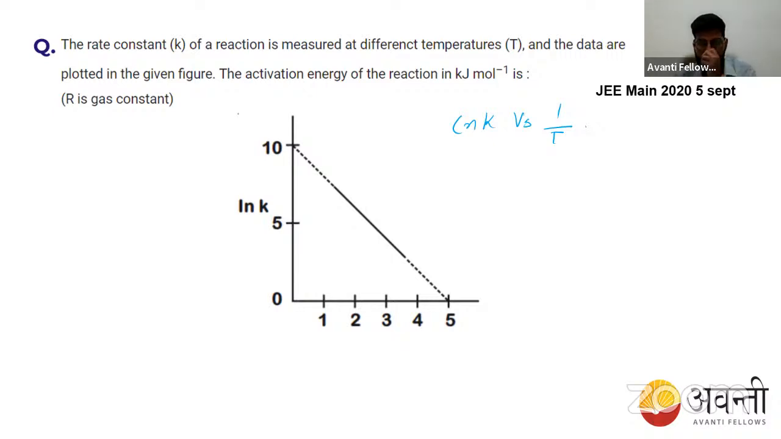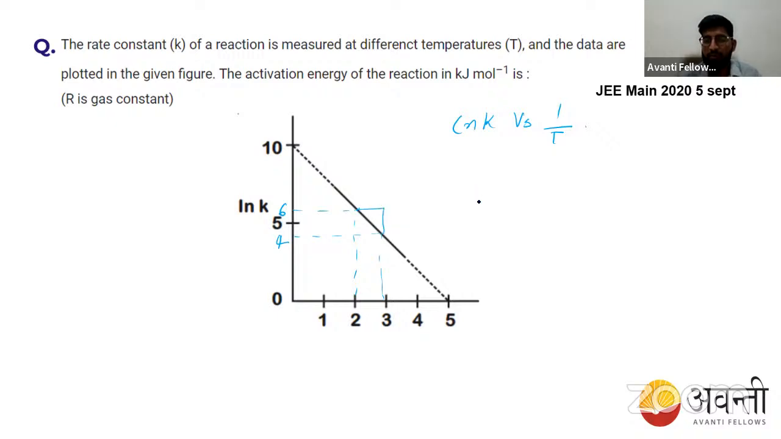So tell me the answer. Think about the question and tell me the answer in the chat box. What will be the answer? Gas constant and activation energy. Guys, tell me the answer in the chat box. Very simple. Think about the Arrhenius equation and you get the value. So if I want to find out the slope from this point, I will take this as 6 and this point as 4. Okay, and I will calculate the slope from this equation.